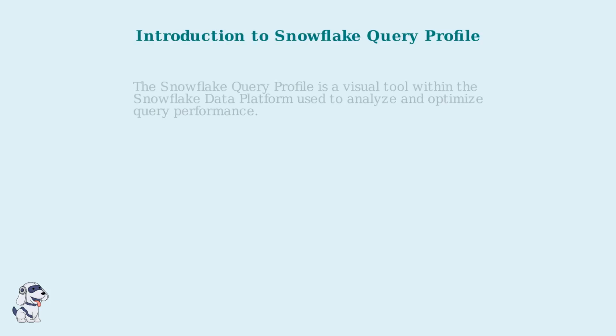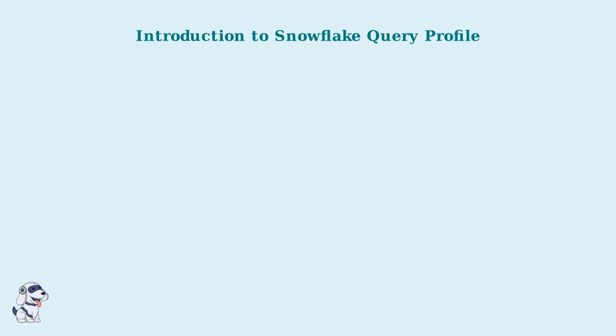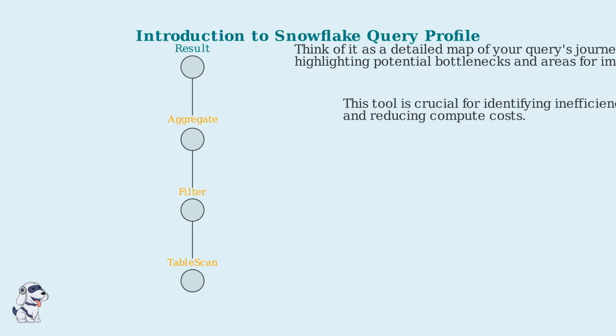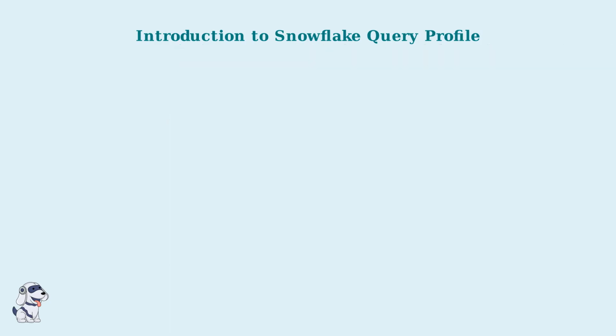The Snowflake Query Profile is a visual tool within the Snowflake data platform used to analyze and optimize query performance. It breaks down query execution into a tree-like structure, revealing how data flows through different operations. Think of it as a detailed map of your query's journey, highlighting potential bottlenecks and areas for improvement. This tool is crucial for identifying inefficiencies and reducing compute costs.